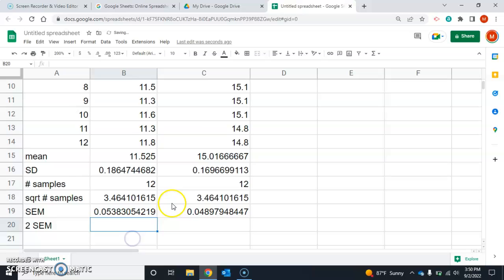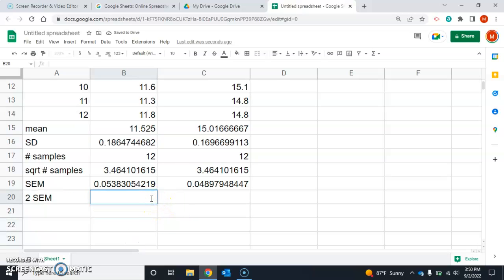And if we want to multiply it times 2, since we'll be at a 95 confidence interval, we'll type in equals product, open parentheses, 2, comma, and then the number we want to multiply times 2. And we'll copy and paste this into this column. So again, it's the same formula, we're just multiplying 2 times this.